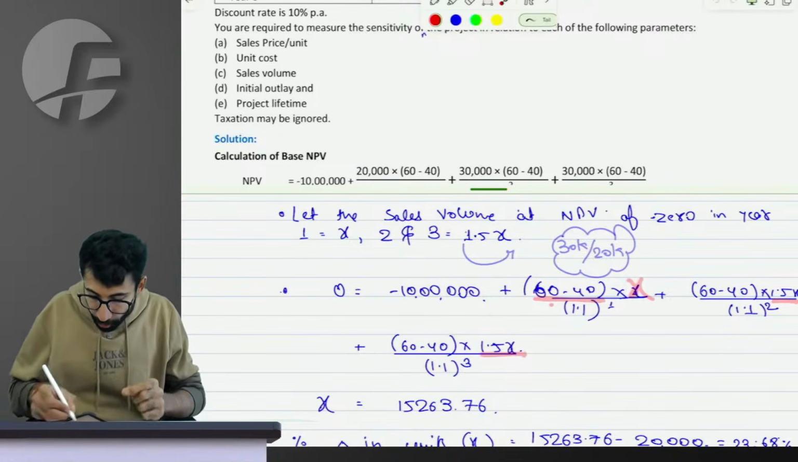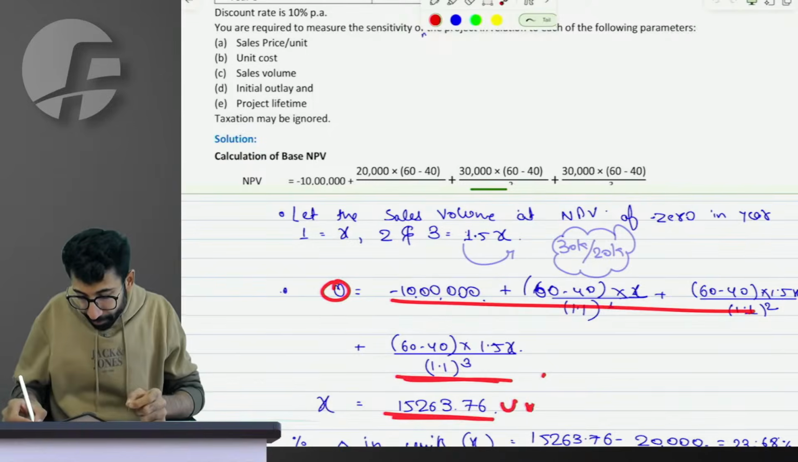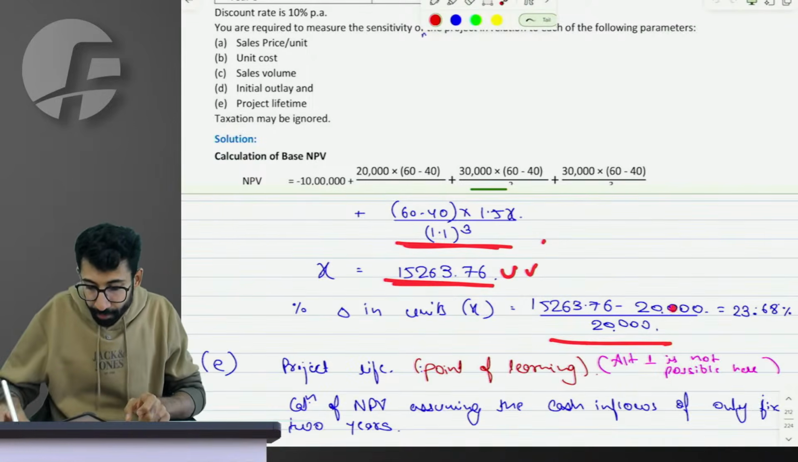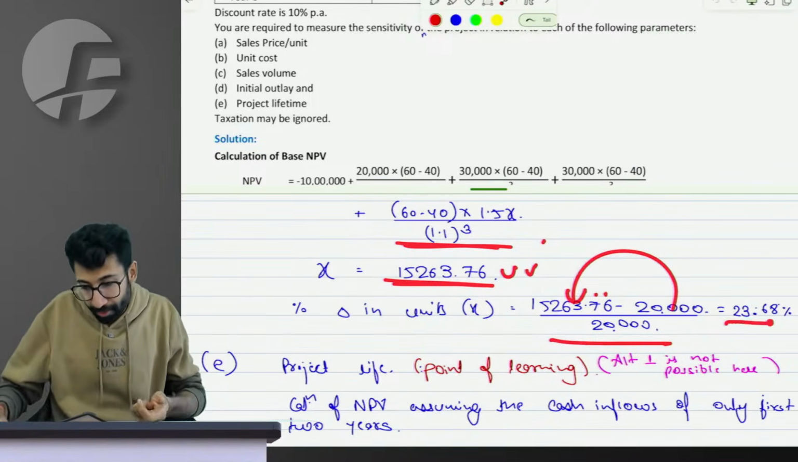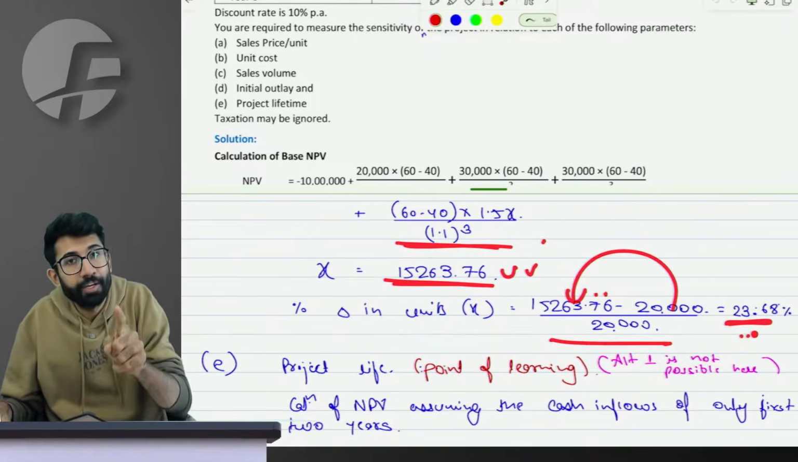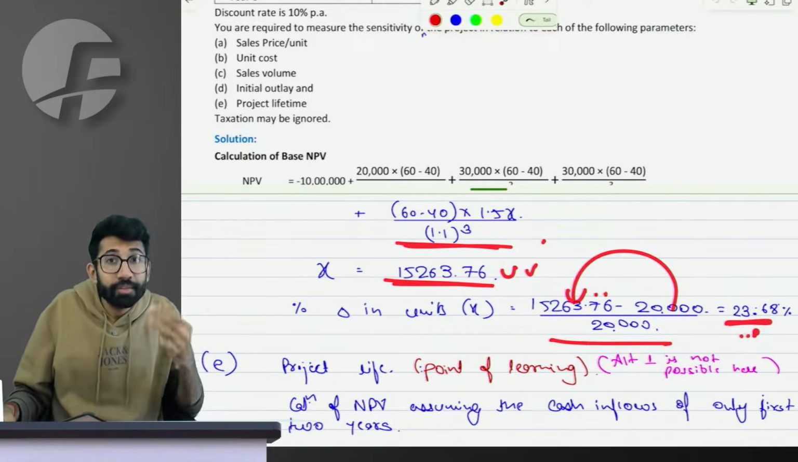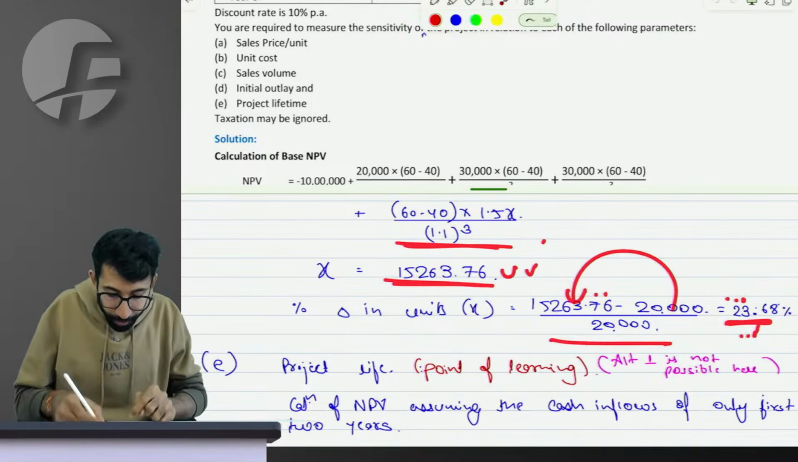So to make the NPV 0, how much should the sales volume be? In the first year, it should be 15,263. So how much is the percentage change in the volume? From 20,000 it became 15,263, which means a 23.68% negative change in the volume will make NPV 0. So we are not that sensitive to volume as compared to sales price and cost.